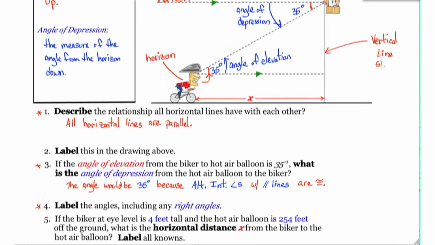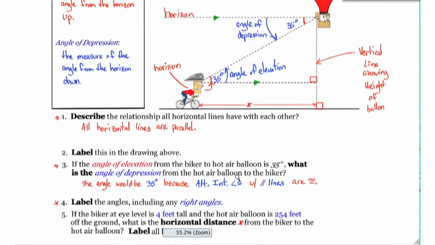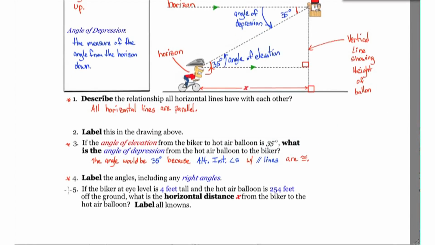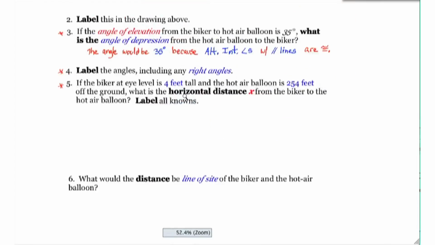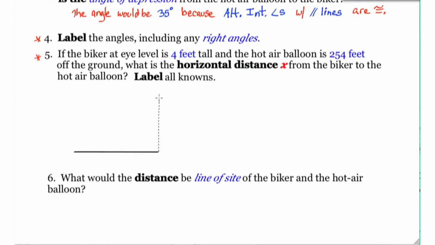So let's label the vertical line here showing the height of the balloon and the right angles that it makes with horizontal lines. Number 5, if the biker at eye level is 4 feet tall and the hot air balloon is 254 feet off the ground, what is the horizontal distance x from the biker to the hot air balloon? Well, we know if we take 254 and subtract 4, it gives us a distance to the horizons, which is 250 feet. So now I'm going to redraw this triangle.